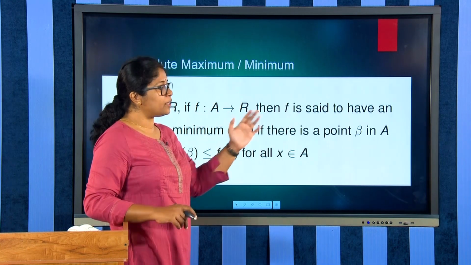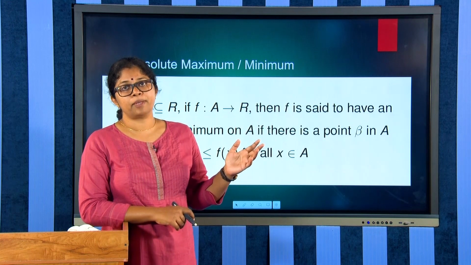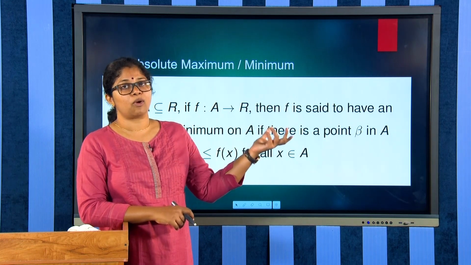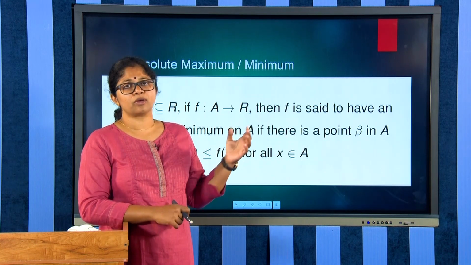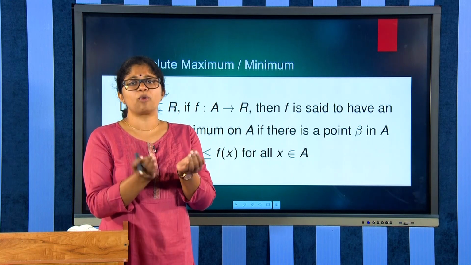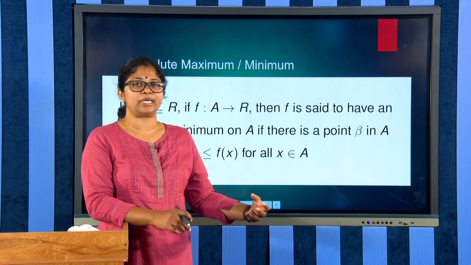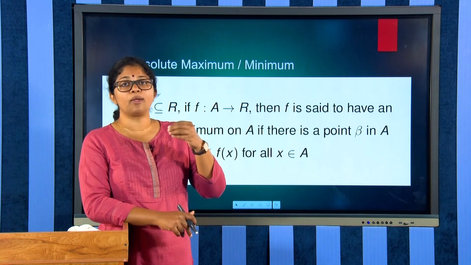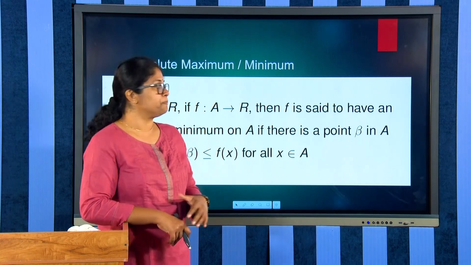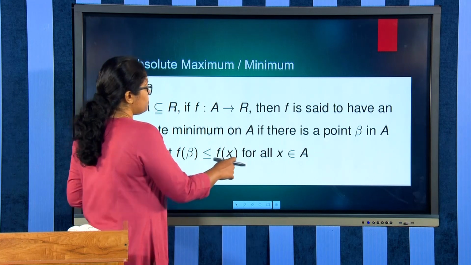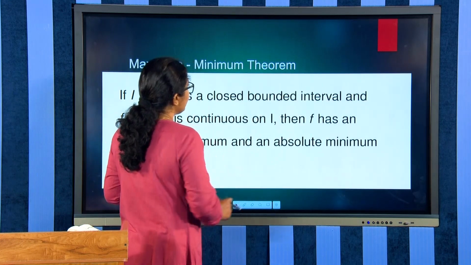There is some other definition of maximum and minimum which is called local maximum and local minimum, which is a different concept. We are looking at only a small neighborhood in the domain where the function takes a maximum and the function takes a minimum. Then it is called a local maximum and local minimum. This is absolute maximum and absolute minimum.